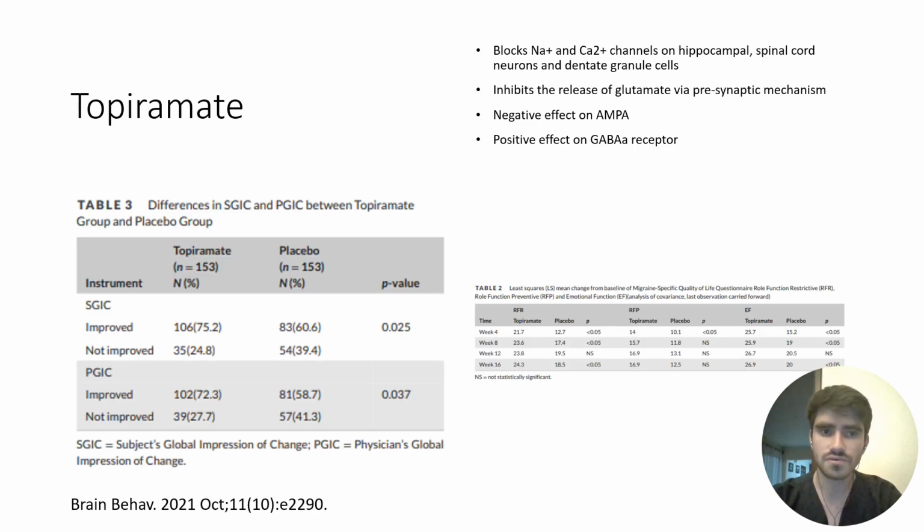Now, I would like to focus more on topiramate because since the 2000s, we know that topiramate works as a preventive medication, and it has an important effect on both scales, the SGIC, the subject's global impression of change, and the PGIC, the physician's global impression of change. We do not exactly know how topiramate works in preventing migraine. However, we do have some theories, including a negative effect on the AMPA receptor and a positive effect on the GABA A receptor.